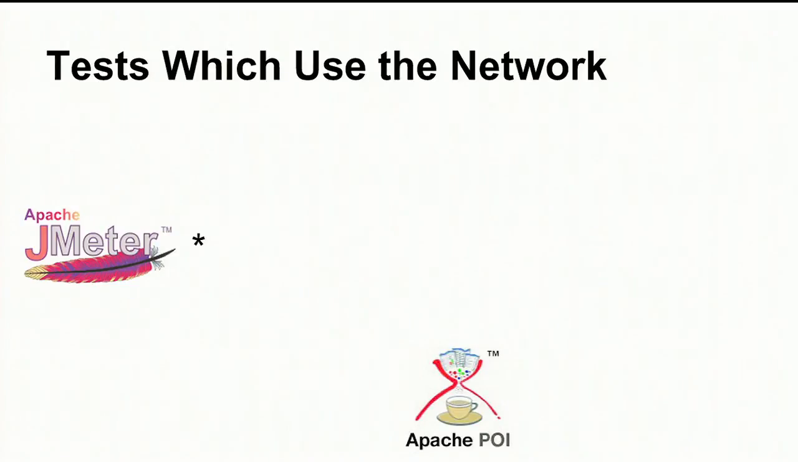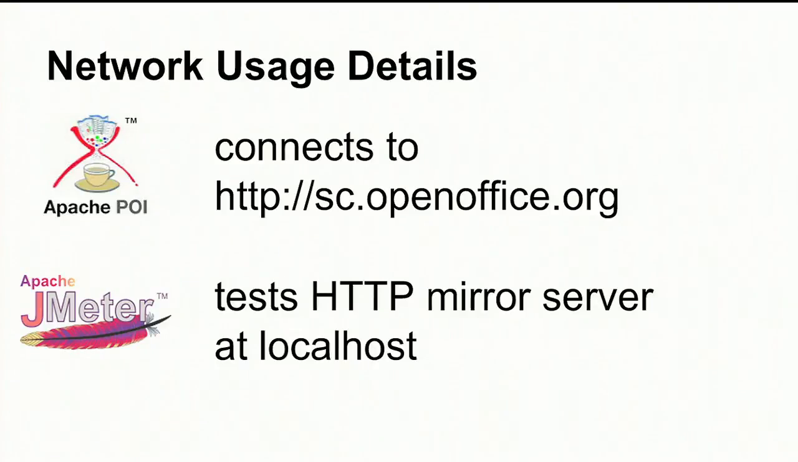Okay, the other thing I was curious about was whether these tests use the network or not. Two of these tests do use a network, JMeter and POI. And so the question is, how do they use the network? JMeter is totally legit. It has a mirror server which serves files on demand, and it tests versus a mirror server that it puts up on localhost. So that's fine. The other test is kind of sketchy, and it connects to a hard-coded URL, sc.openoffice.org. I don't really recommend doing that in your test suites.